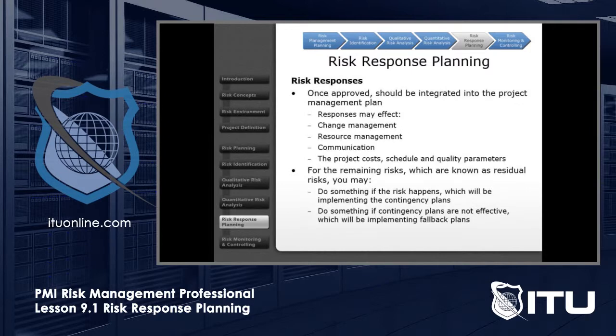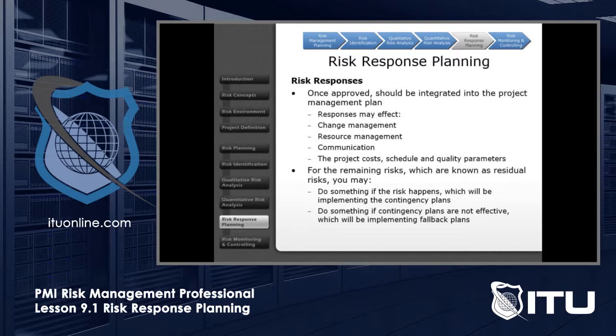Once your risk responses are approved, we want to make sure we've integrated them into the project management plan. Okay, so we've integrated whatever those responses are into our project management plan because we know that those responses may affect change management, resource management, communication, and it's going to affect the constraints of our project: cost, scope, schedule, quality. We're adding something to the work of our project, and so it's going to have an impact. We want to make sure that the project management plan is updated, and you're going to see that as one of our outputs from this particular process.